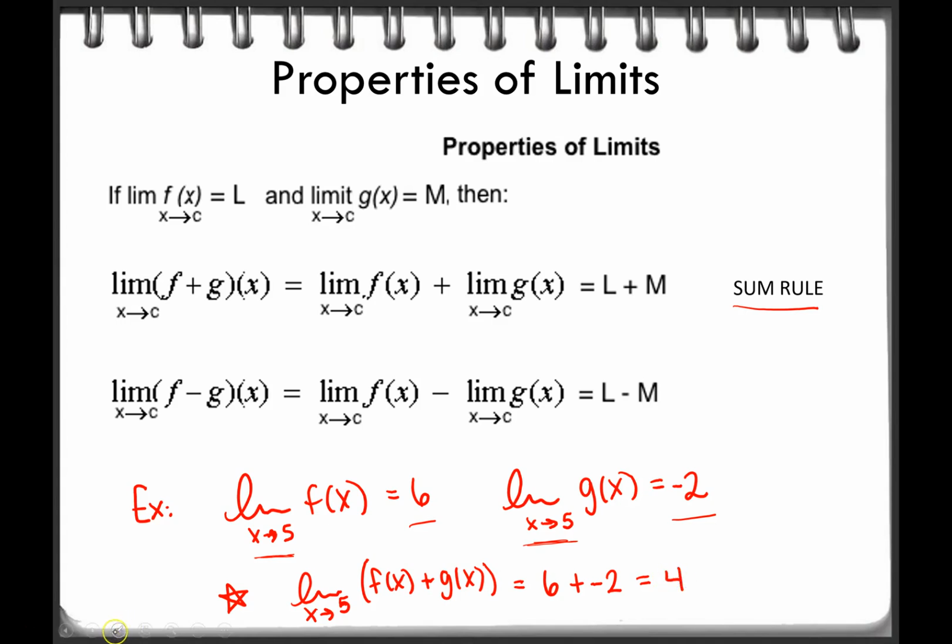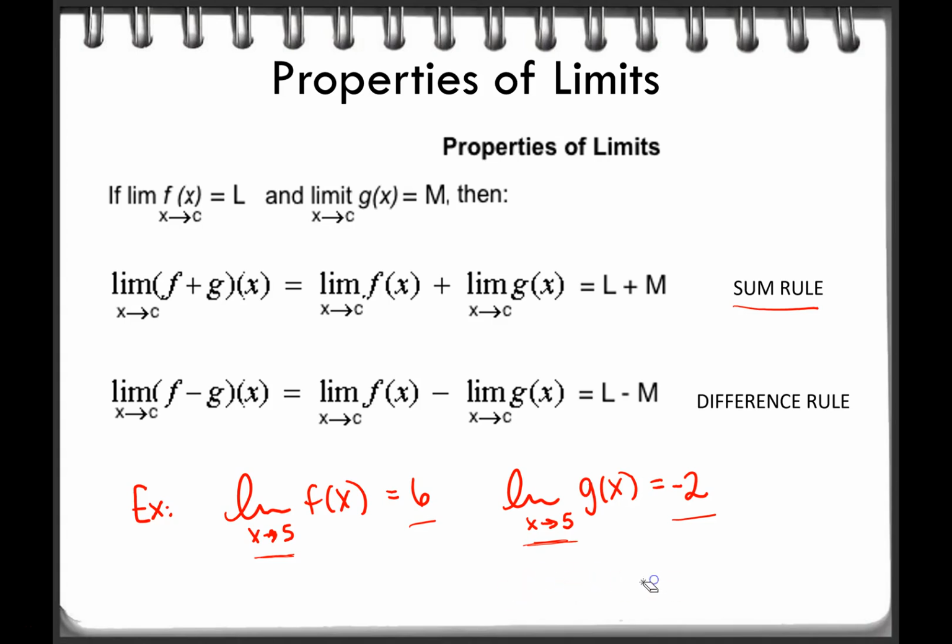All right, now the next rule is the difference rule. And the difference rule essentially states that you just need to subtract these values if you're going to subtract f of x and g of x. So let's say we have this written a little bit differently, and it can be written differently, just as you can see in the examples. Maybe it says something like, find the limit as x approaches 5 of f minus g of x.